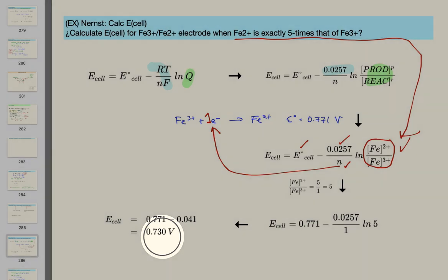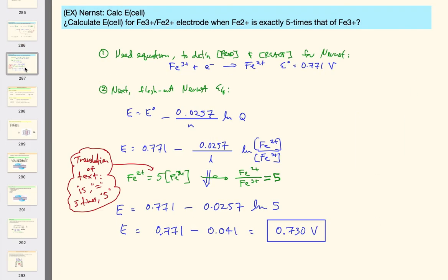0.730 volts. And there the answer is written out in more of a script form where I highlight some of the thought processes. And that's it for this section on the Nernst equation.